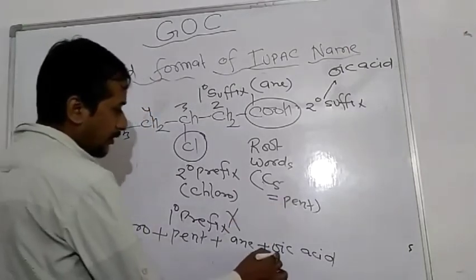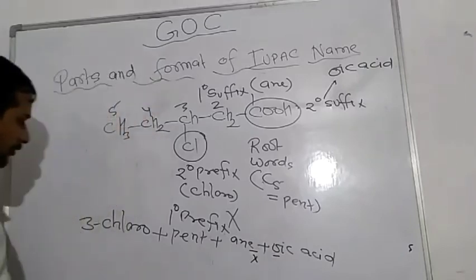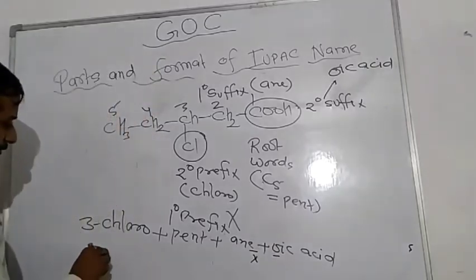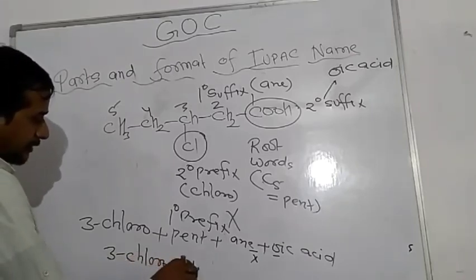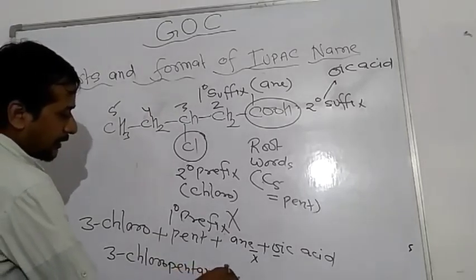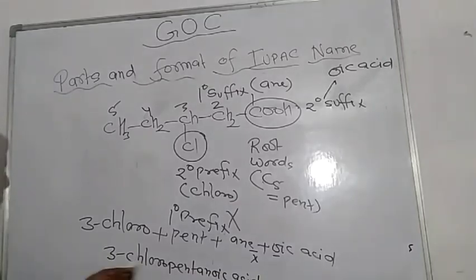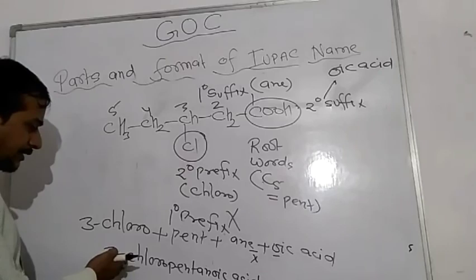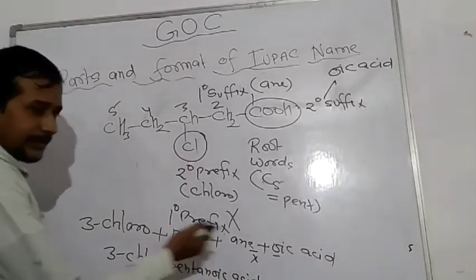Now again O and E are vowels. E can be neglected here. So now the name of this chemical is 3-chloro pent ane-oic acid. So this is the name of this organic compound. 3, then hyphen, chloro, and write in running hand pentanoic acid.